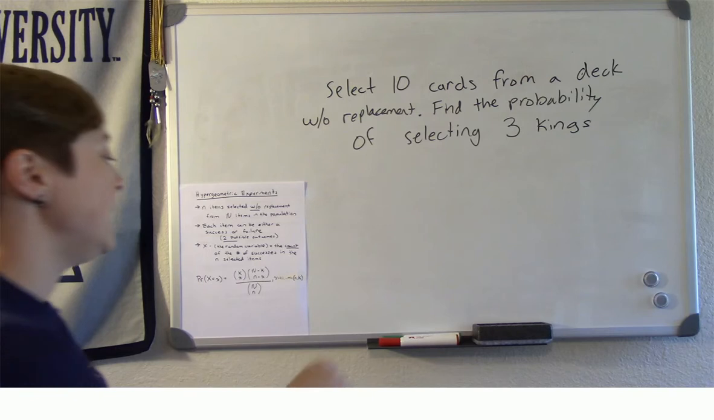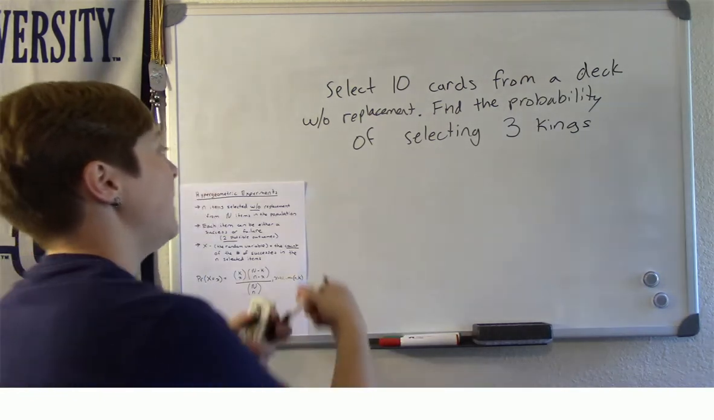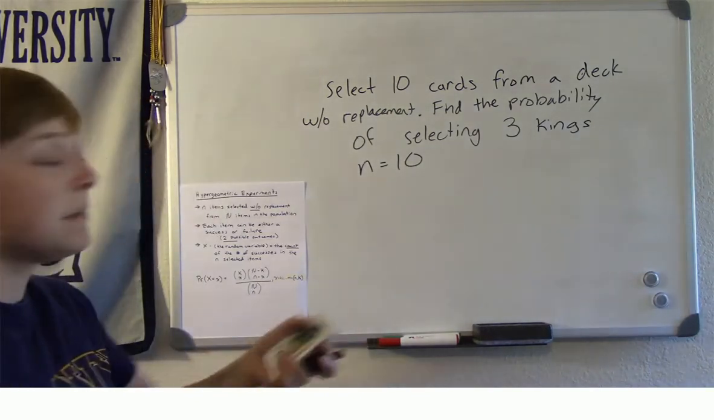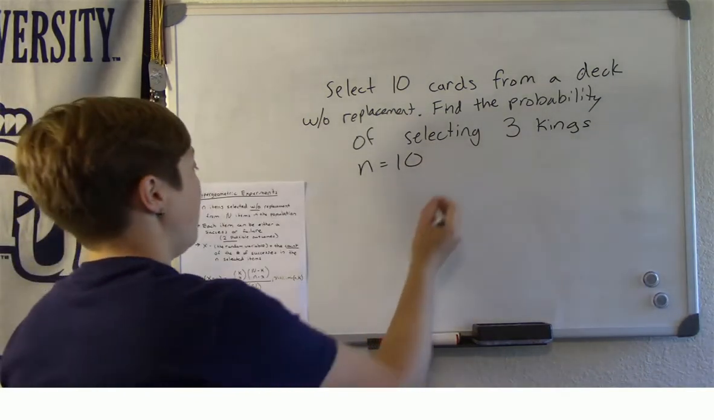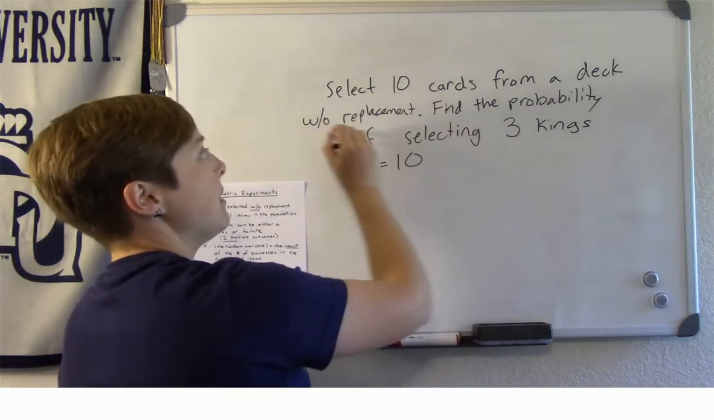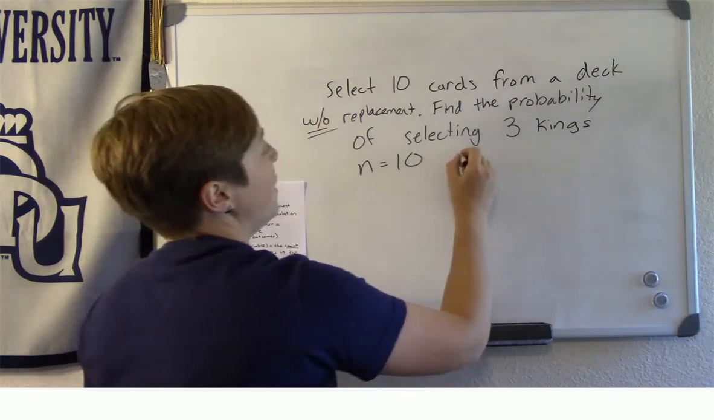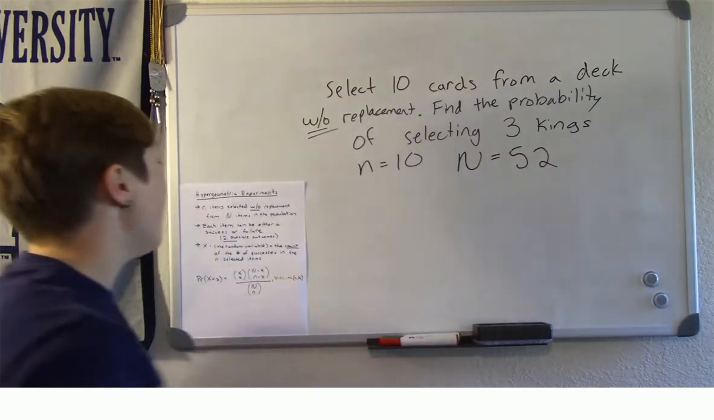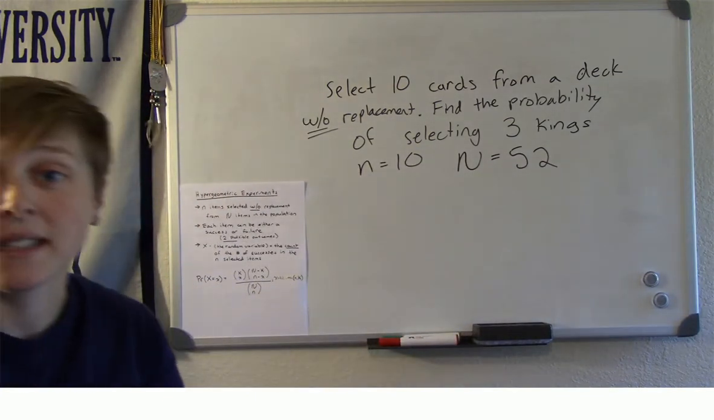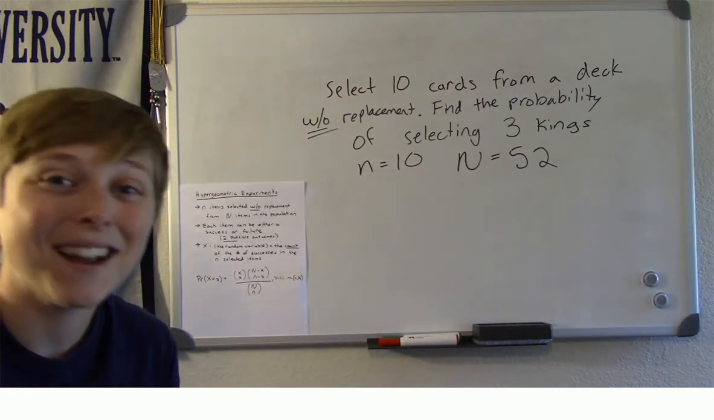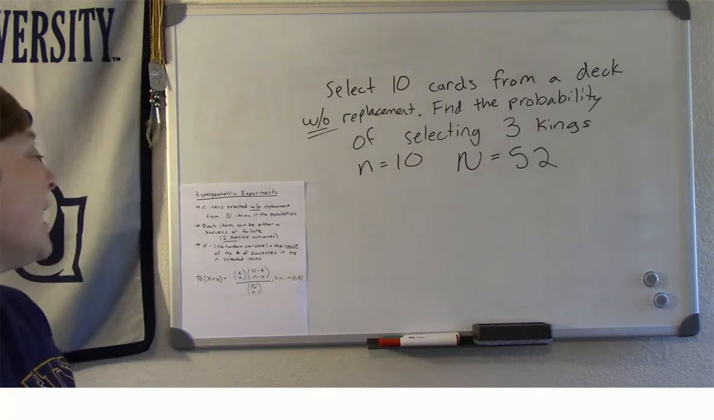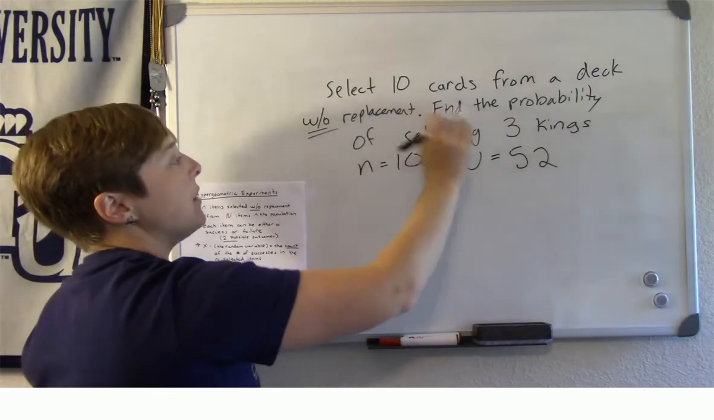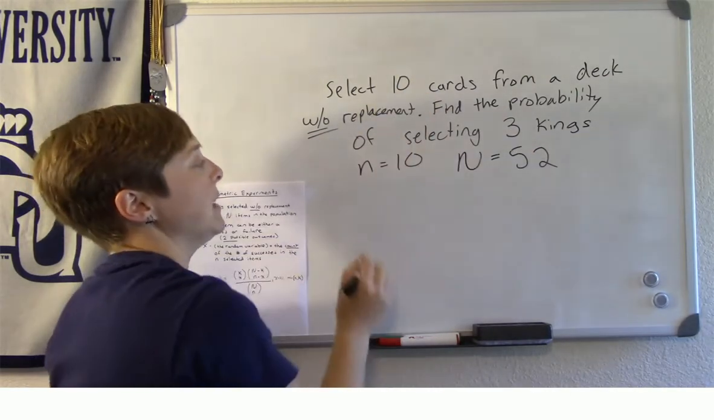I am selecting little n equals 10 items, or 10 cards, without replacement, very important, without replacement, from a population of 52 cards. Each item is a success or a failure, because it's either a king or not a king. And X is the count of the number of successes, or the count of the number of kings out of 10 cards.